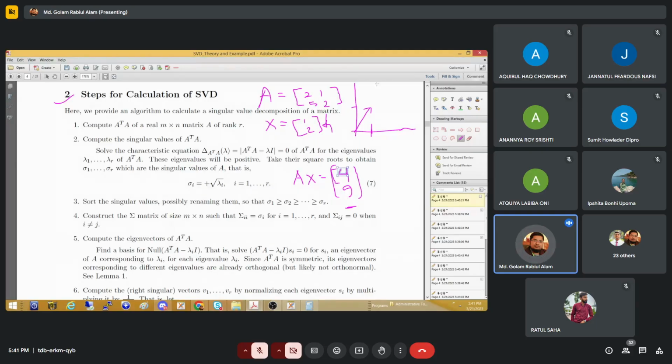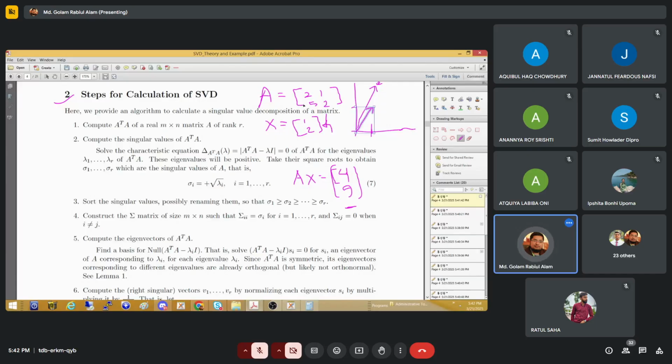Okay, maybe we will get like here. Okay, the vector will be like this. Let's say the vector will be like this, the 4 and 9. 4 and 9, this vector. So it means that this is a vector.